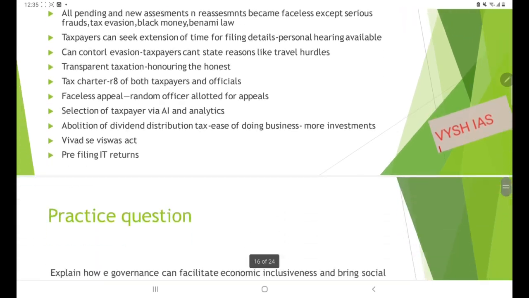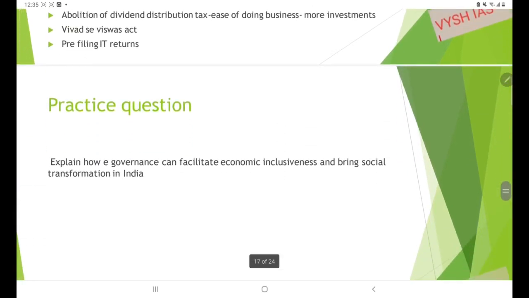Okay. Then next is the practice question for today. Explain how e-governance can facilitate economic inclusiveness and bring social transformation in India. So try attempting this question. I will be discussing the template answer in the next class. So now we can move on to the practice question discussion, which was given in the earlier episode.